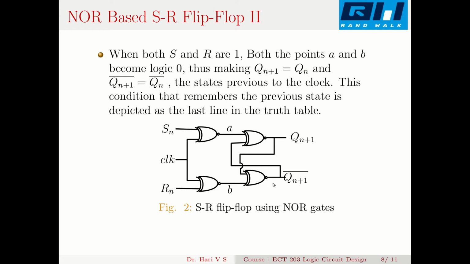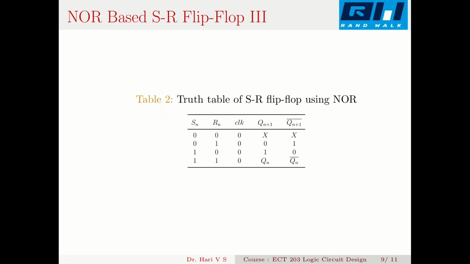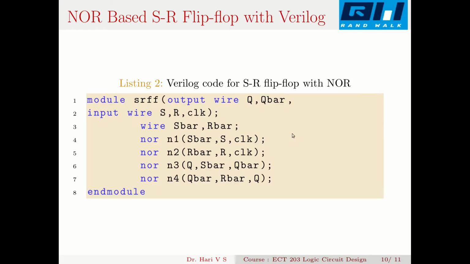It remembers the previous state. That is, the system has a memory. So with S equal to 1, R equal to 1, it remembers the previous state. With S equal to 0, R equal to 0, it is in indeterminate state. This is how the SR flip-flop using NOR works.